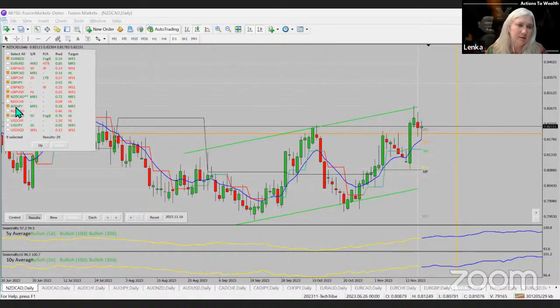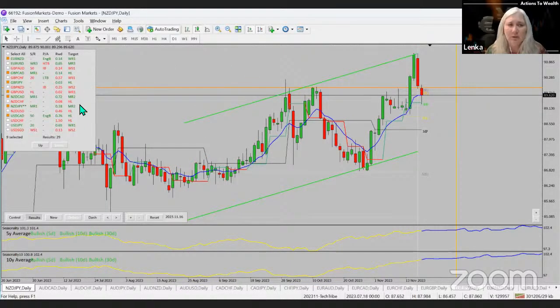New Zealand JPY. A lot of the JPY crosses are very similar. So if you are taking these trades, make sure that you are managing your risk. If you're entering one, that's okay. If you're going to enter multiples, then work out your risk appropriately so that you're not doubling up on risk with similar pairs that are correlated.